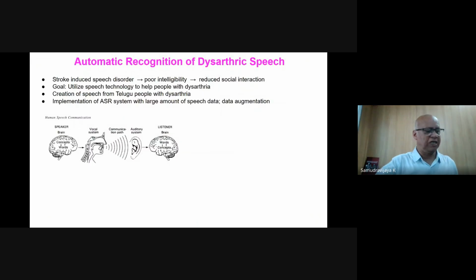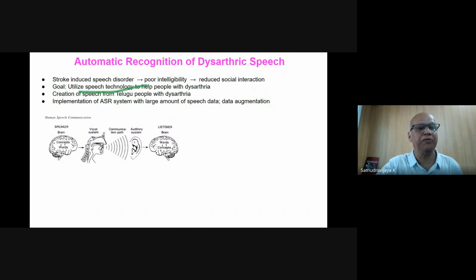So let me come to the summary slide. Our goal was to help people with dysarthria. They have difficulty in articulating. Specifically, we concentrated on people with dysarthria due to stroke. So the goal was to employ speech recognition, speech technology, to recognize the unclear speech and then synthesize clear speech so that the listener will have less effort in understanding what the dysarthric person is saying. Such a person would have reduced social interaction, and we want to improve it.